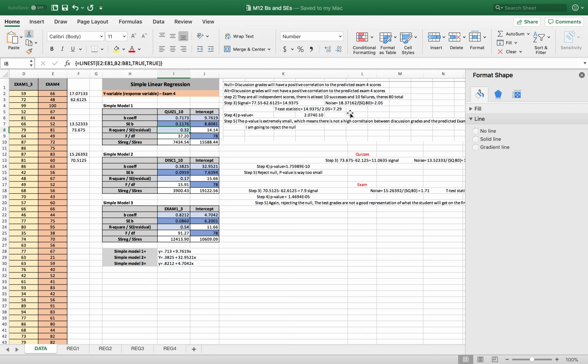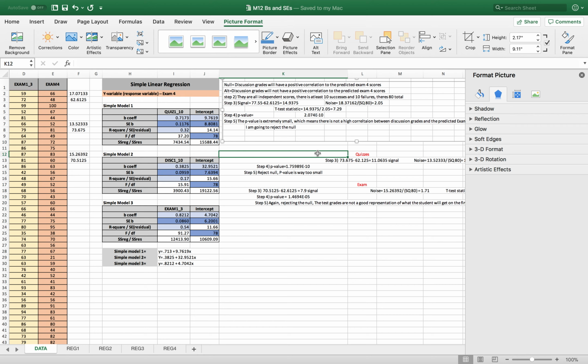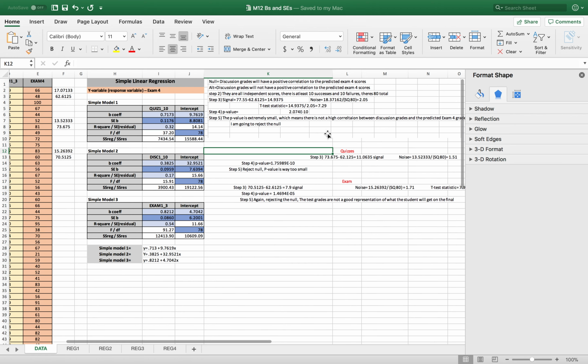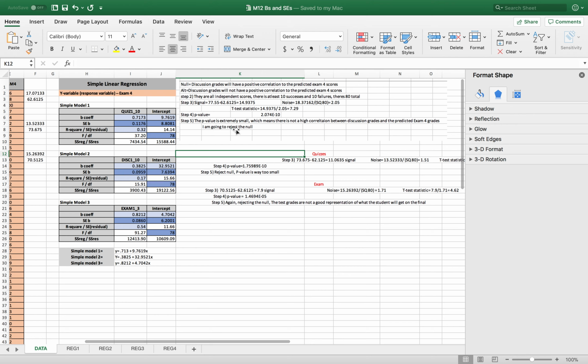Then you find your p-value, and I calculated this using Excel. It's not letting me click it. So here, as you can see, I got a very small number. It wouldn't even let me not use scientific notation, so it's a very small number, meaning they're very unlikely to be correlated. So then for step 5, I said the p-value is extremely small, which means there's not a high correlation between the discussion grades and the predicted exam 4 scores, and I said I'm just going to reject the null.